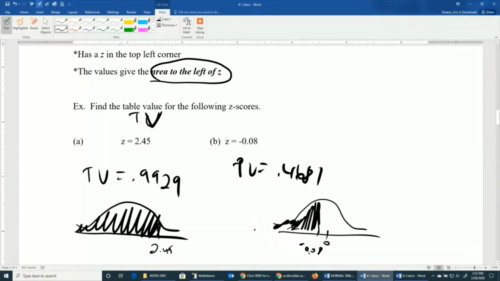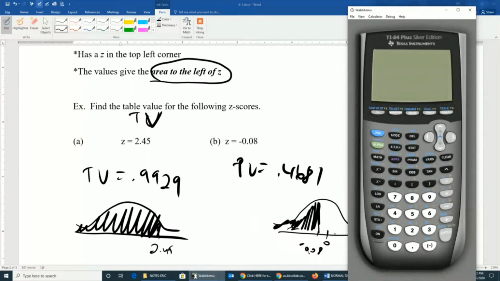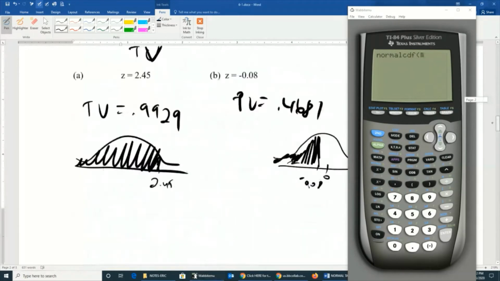Now I'm going to show you a couple other ways to do this. One way is with a calculator. A graphing calculator, TI-84 is what I'm using. Let's look at 2.45. I'm looking at the curve, so I'm looking for the area. If you go to second vars, you'll see something called normal CDF, which is 2. And then all you do is enter a lower bound and an upper bound, and I think I have this in my notes somewhere.